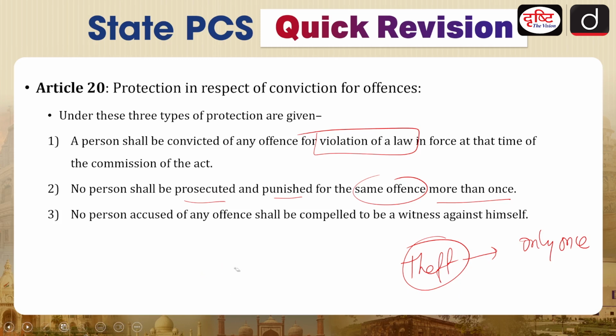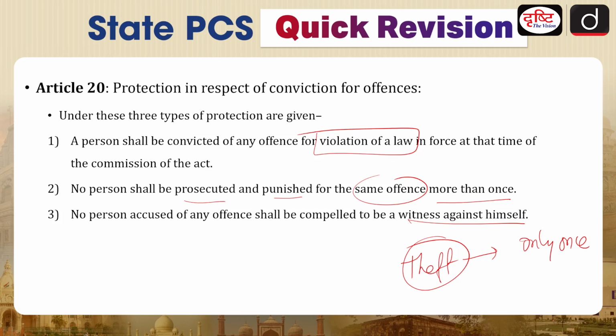Okay, now no person accused of any offense shall be compelled to be a witness against himself. So here the point is that you cannot compel a particular person to say that he has committed a crime. You must have seen that if a person tells police officers in the investigation that he has committed a crime or has confessed to the crime, that is not valid in a court of law. You have to confess in front of a magistrate.